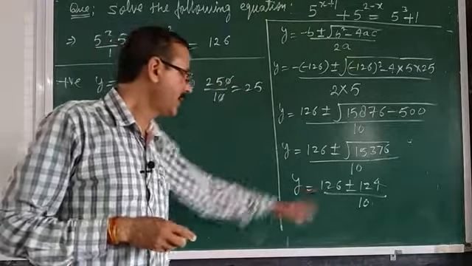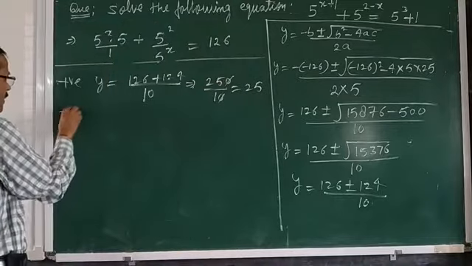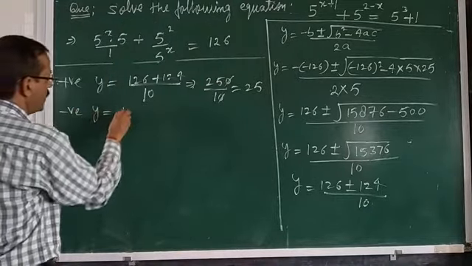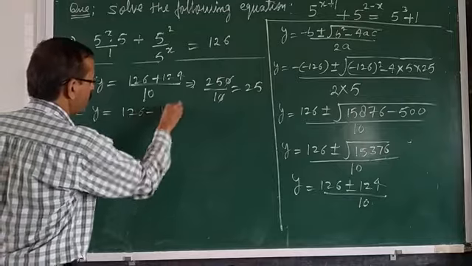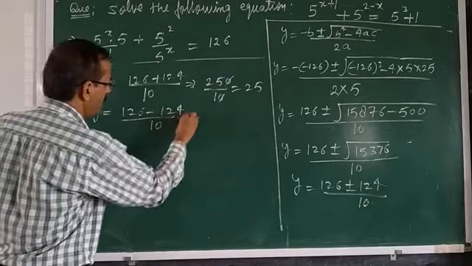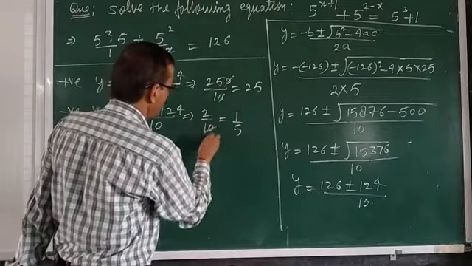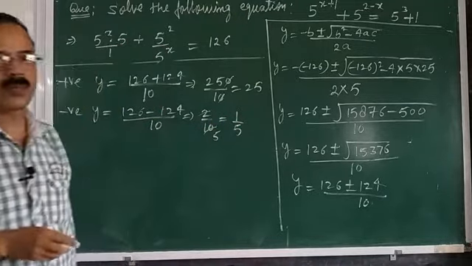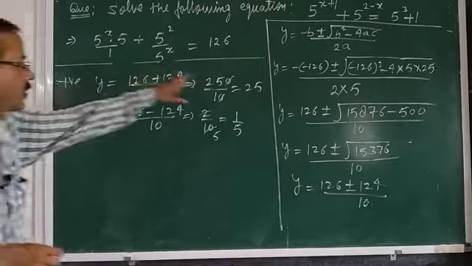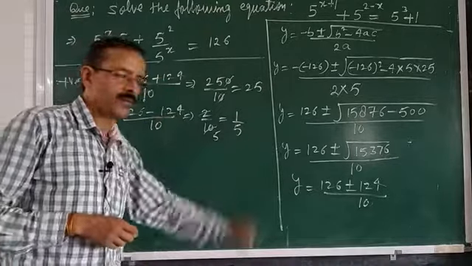Let's check the first value, then the negative. For negative, what will be y is equal to 126 minus 124 upon 10. It means 2 upon 10. It means 1 upon 5, cancelled by 2. So two values came, y is equal to 25, y is equal to 1 upon 5.